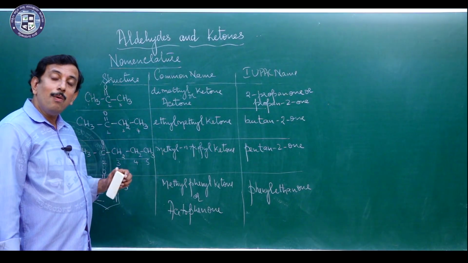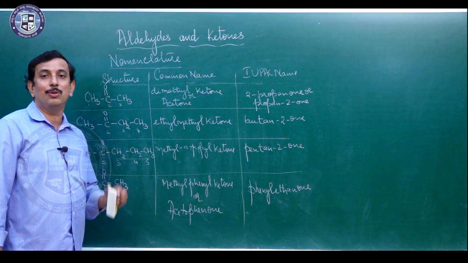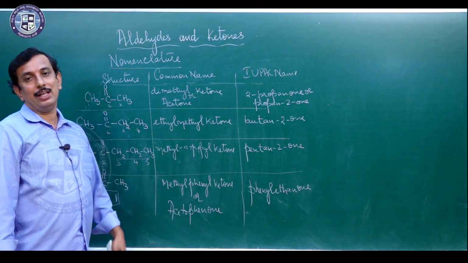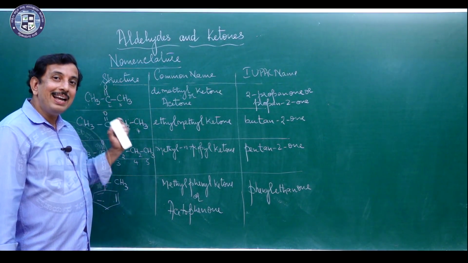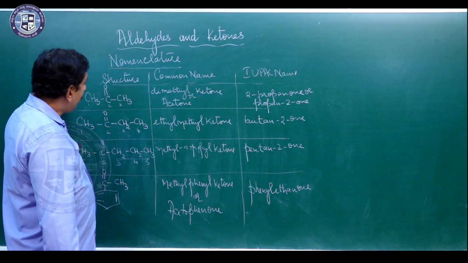This is how the examples for a few of the members of aldehydes and ketones have been taken here. That is about the nomenclature part in case of aldehydes and ketones. So, that is about nomenclature.